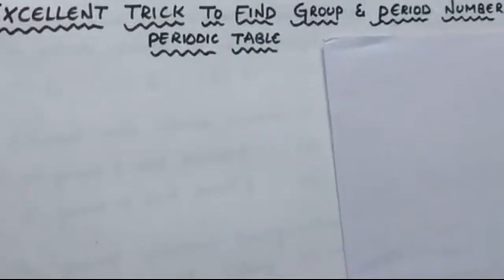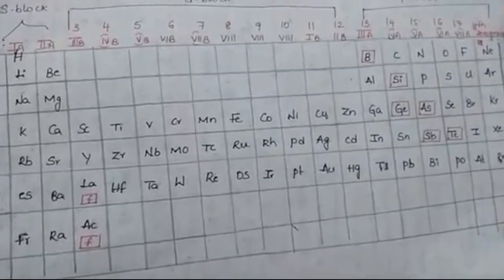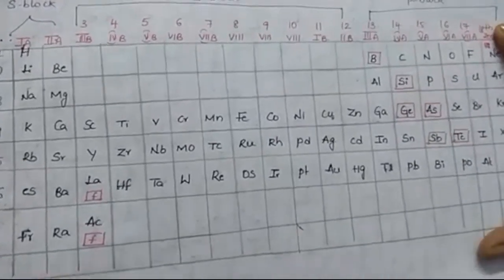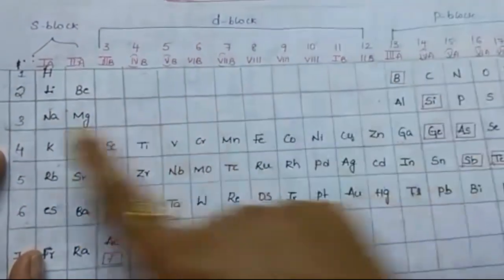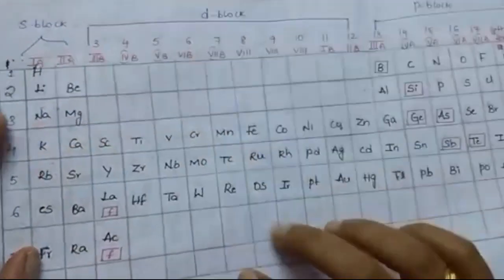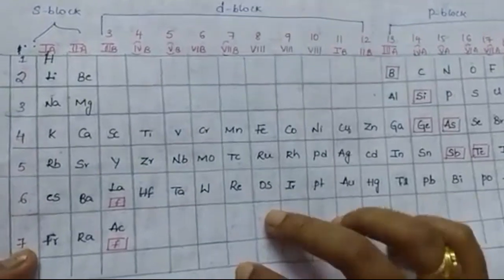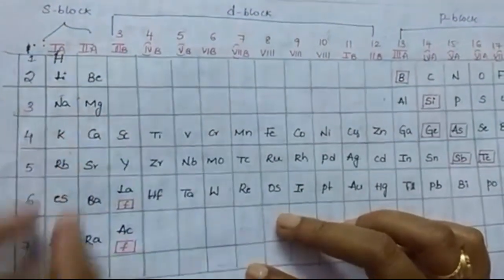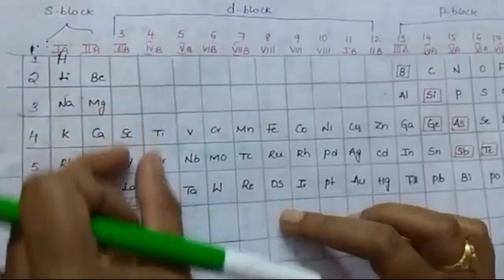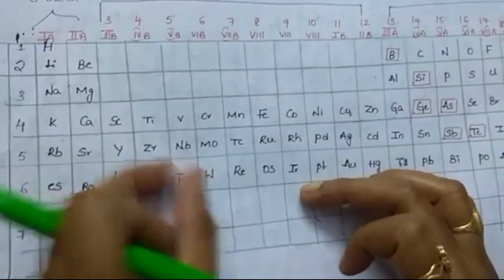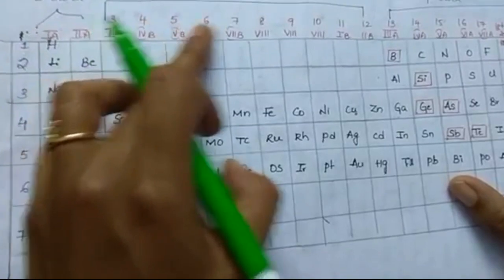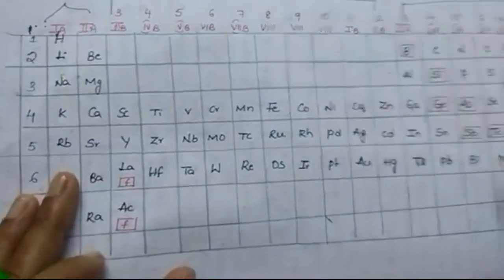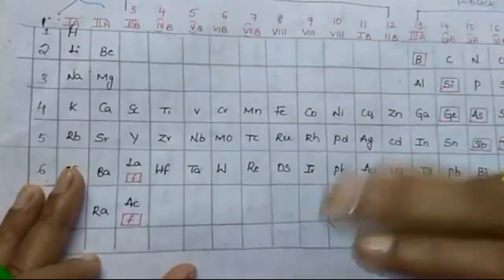So in here, we are going to locate the group number and the period of the elements in the periodic table. Alright, as you can see, there are 7 horizontal lines. Those are the periods of the elements. So there are 7 periods of the elements. Then we have the vertical columns. They are the so-called group numbers of the elements. So there are 18 group numbers. So 1 to 18 is the group number.